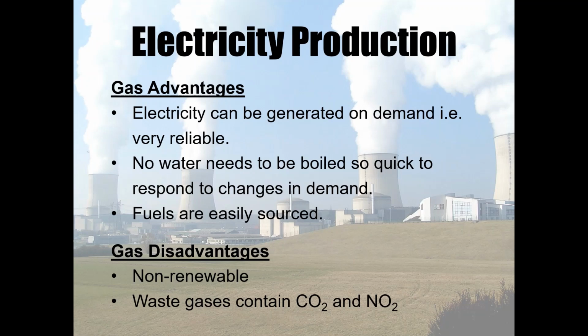Nitrogen dioxide is the cause of acid rain, and that has a really detrimental effect on the acidity of soil, which can then affect the plant life that is growing in that soil, which can therefore have knock-on effects for the rest of the ecosystem that's being affected. So big disadvantage there for gas-fired power stations.